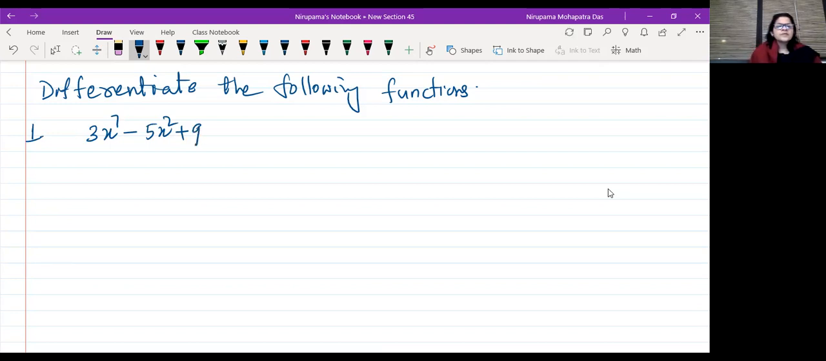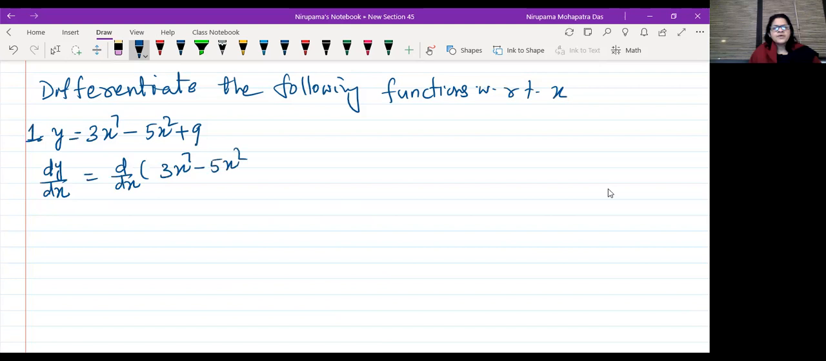Suppose we are given y equal to this. Even if y is not written, you may take it like this also. We have to differentiate this function with respect to x. That means I can write dy by dx, d by dx of 3x to the power 7 minus 5x square plus 9.